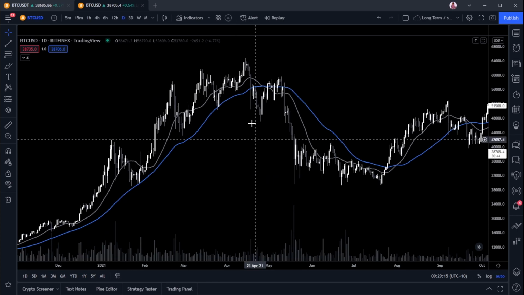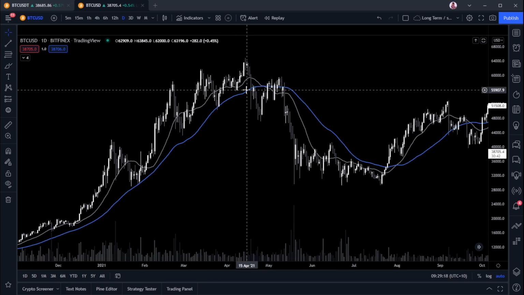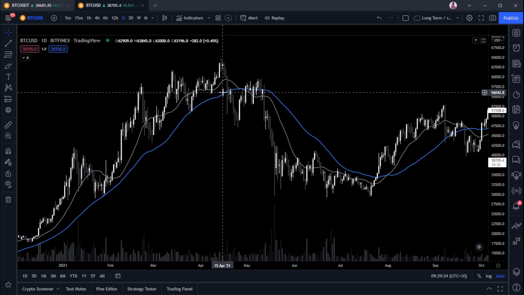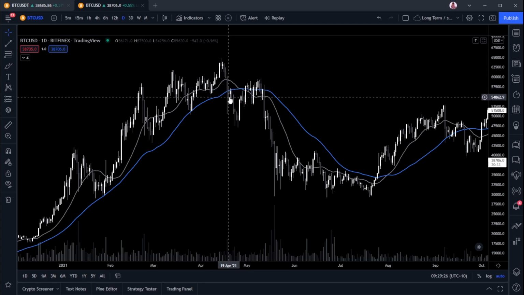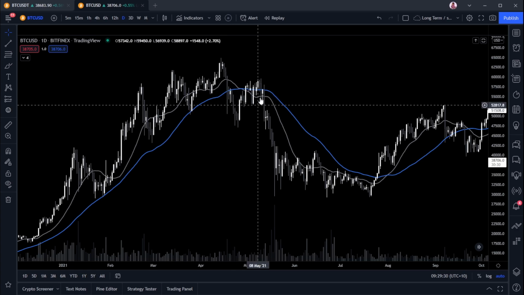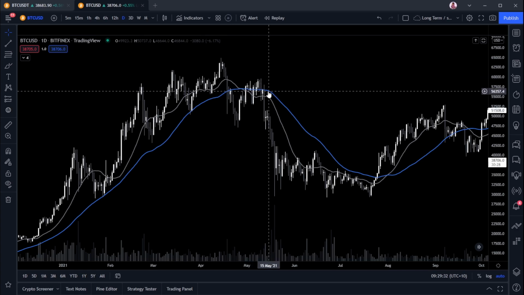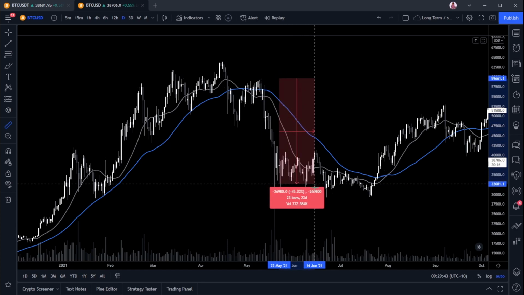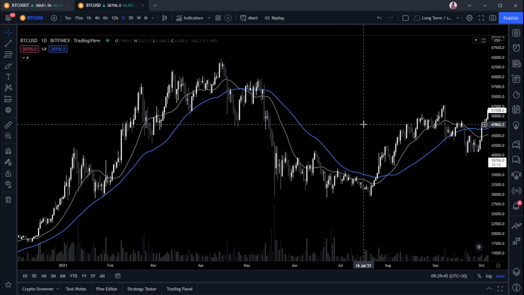We can take a look at the previous top on the 15th of April, where Bitcoin loses the 20 period moving average, closes below it, and then proceeds to close below the 50-day moving average. It does come up to test it, but it couldn't clear the 50-day moving average with enough volume or conviction to continue price higher. And Bitcoin experienced a retracement of about 50%.